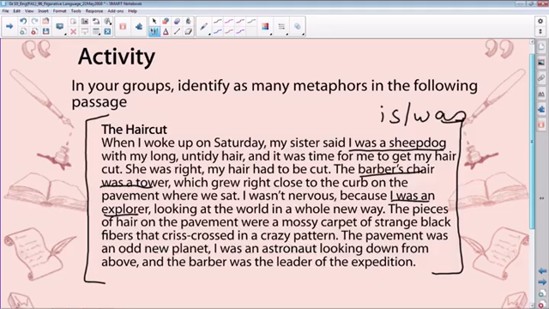The pieces of hair on the pavement were a mossy carpet. There we have another one. Of strange black fibers that crisscrossed in a crazy pattern. The pavement was an odd new planet. I was an astronaut. A simile would be I was like an astronaut or I felt like an astronaut. I was an astronaut looking down from above, and the barber was the leader of the expedition. All right, so there are our metaphors in that passage.